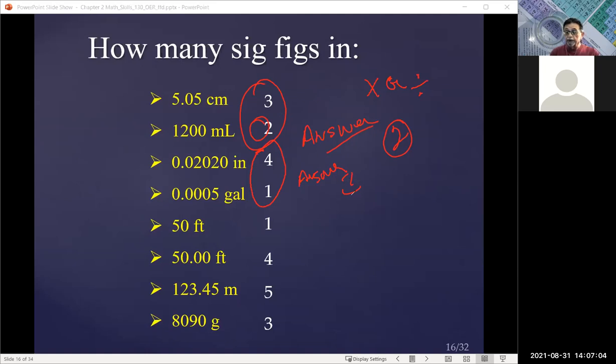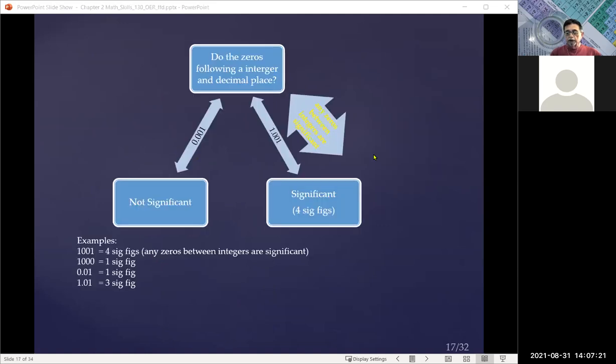And that's why we need to learn these sig figs, because when we multiply and divide, and again, I repeat, only for multiplying and dividing. Adding and subtracting is going to be a little bit different rule, but a simple rule. It's not complicated. Here's a little flow chart to help you remember whether it's significant or not. Again, asking the question with respect to zeros, because we know integers are significant.